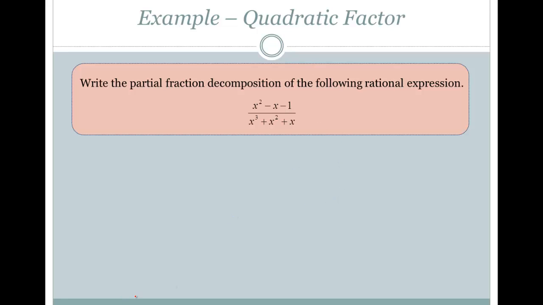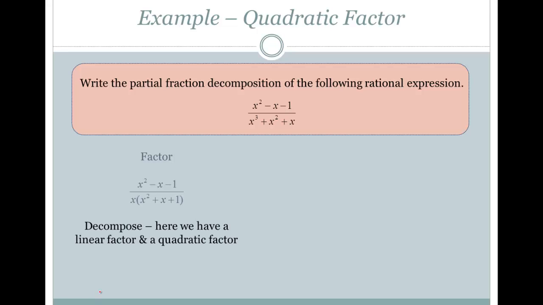So the first step I want to do is try to factor. Obviously, I'd factor the numerator too if I can, but I cannot. I can pull out an x term, so I have x over x squared plus x plus 1 in the denominator. This time I have to decompose, and here I have a linear factor and a quadratic factor. When I have a linear factor, I just put a constant in the numerator.